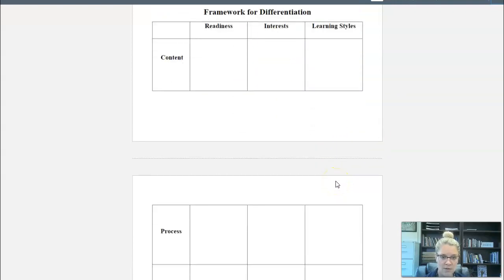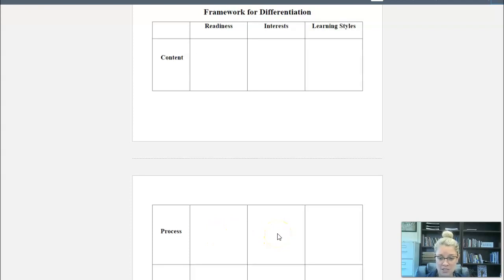So then you'll do the same thing for the process. How might you adjust the process for students who aren't quite ready for reading the text? So this may be something like reading the first paragraph out loud, because you know your students are going to have a hard time with comprehension. So you're going to model it first. You're going to read it out loud first. You're going to slow down the process for them. You're going to model the process for them.